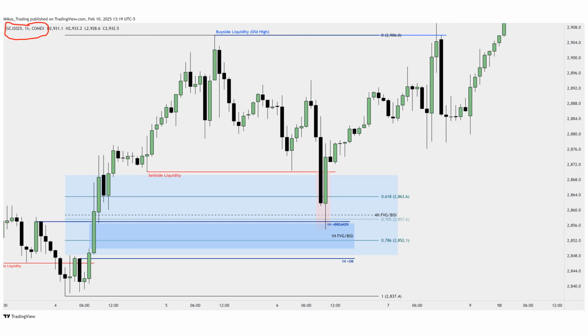This is the same setup as on the previous slide, just shown on the 1-hour chart. As we can see, price trades into the 1-hour fair value gap and the 1-hour bullish breaker block, which sends price higher. The breaker is part of the ICT second pattern that we will cover in the next video.